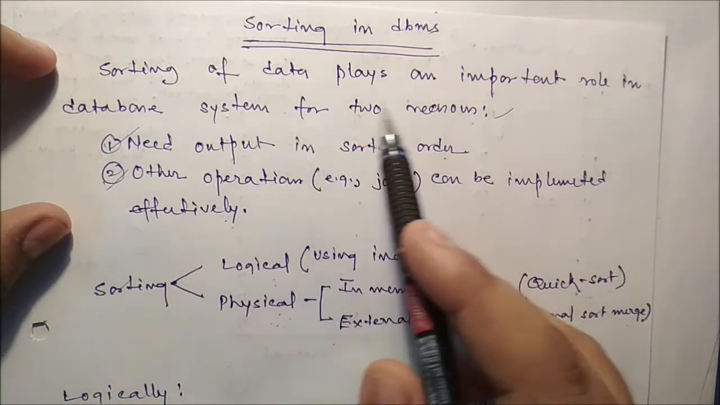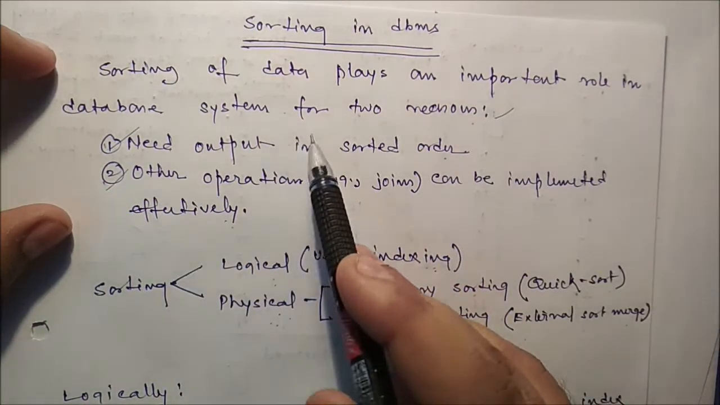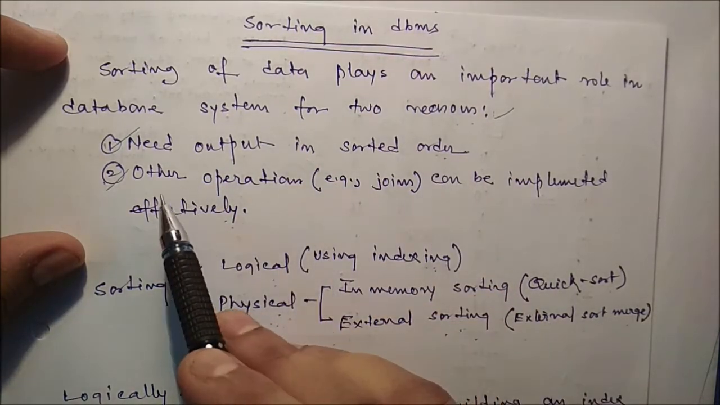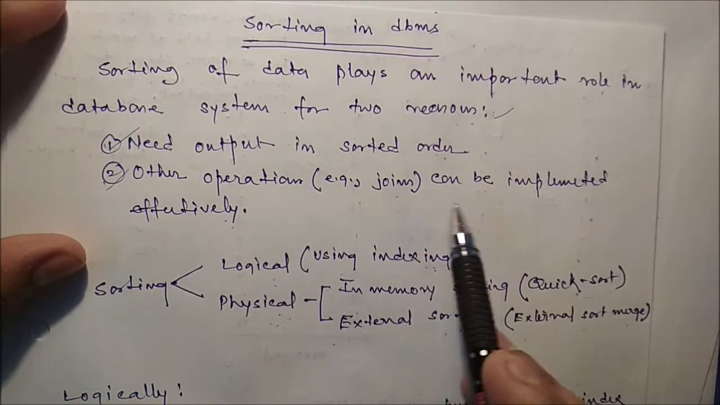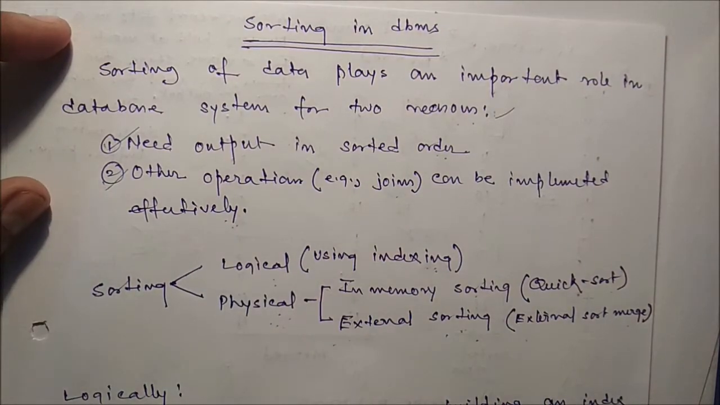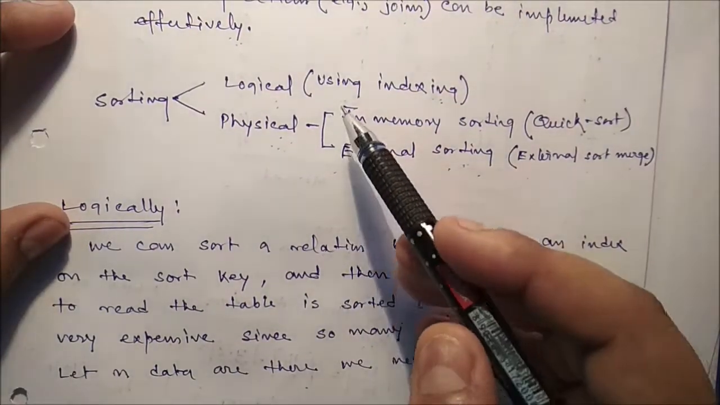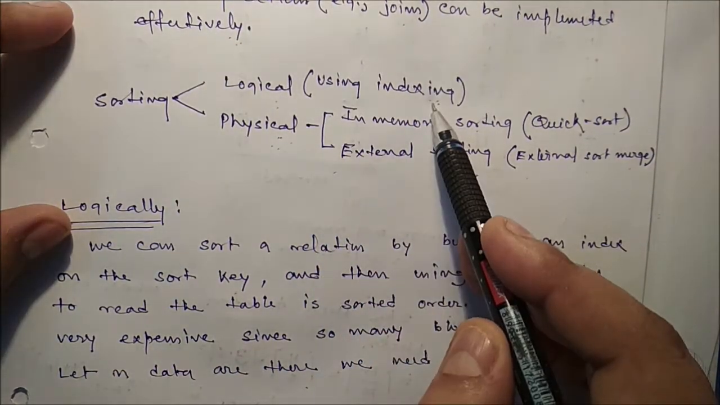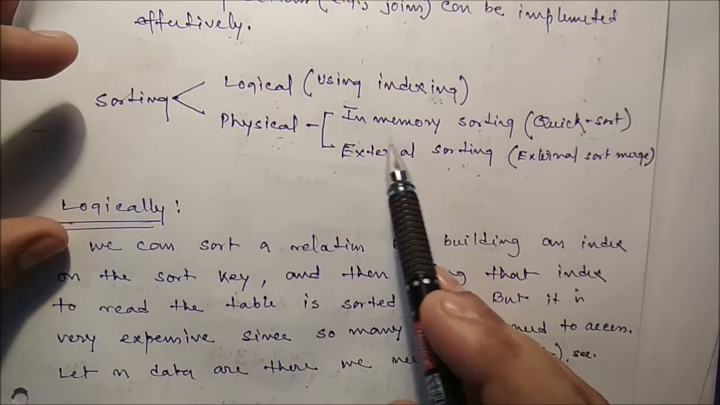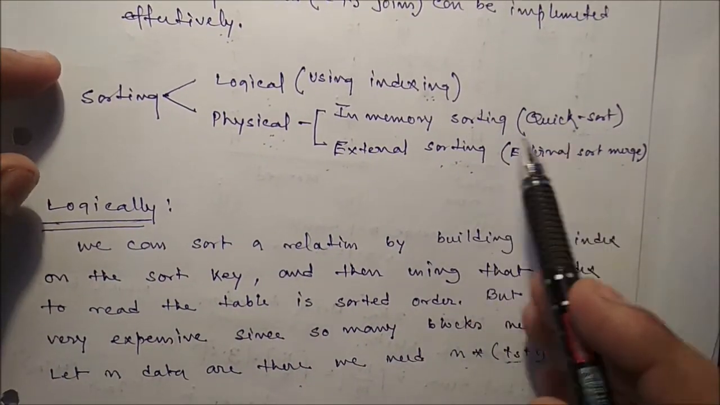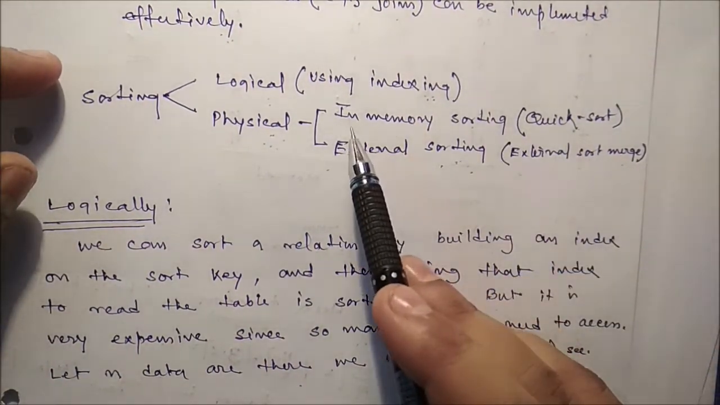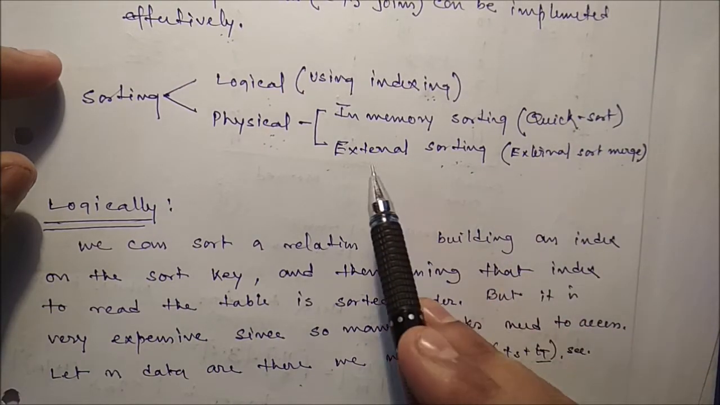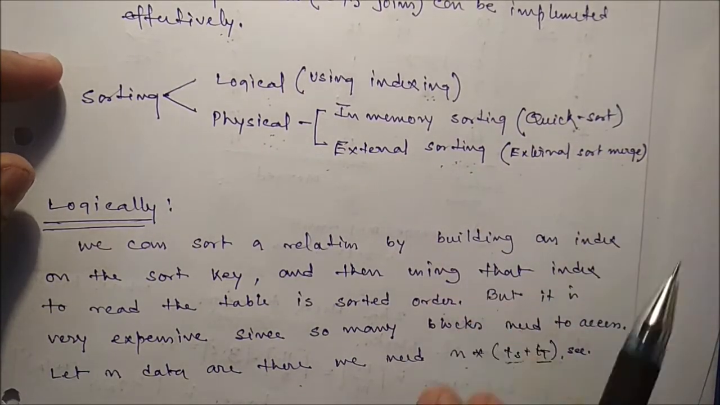Sorting of data plays an important role in a DBMS for two reasons. We may need output in sorted order, or other operations, for example join, can be implemented effectively. Sorting is of two types, logical sorting and physical sorting. Logical means we may use indexing. Physical is of two types, in-memory sorting and external sorting. We may implement quick sort for in-memory sorting, and we may use external sort merge to implement external sorting.